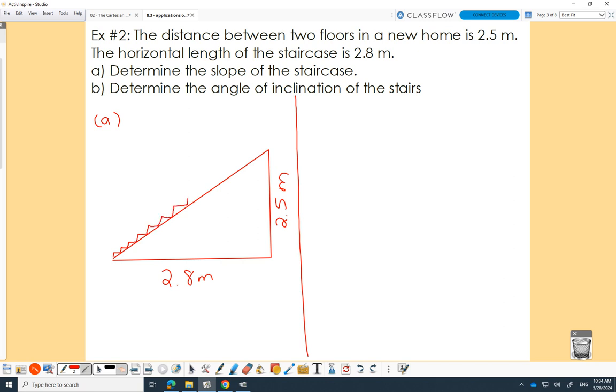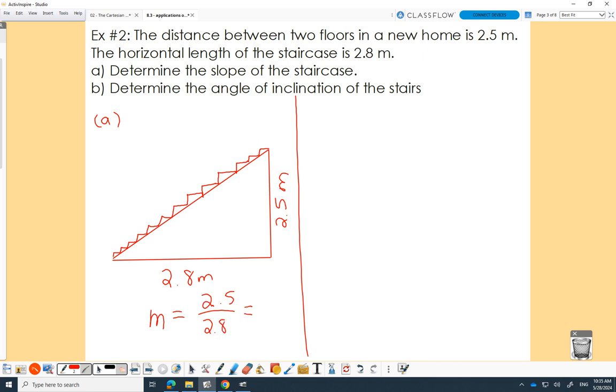You can draw better than me, but that's where the staircase is. If you really need to know, there's the staircase, okay? So then it says find the slope. Slope is easy and fun. Just remember, rise over run. It's right on the poster at the back of the class. Yes. Rise over run. 2.5 over 2.8.